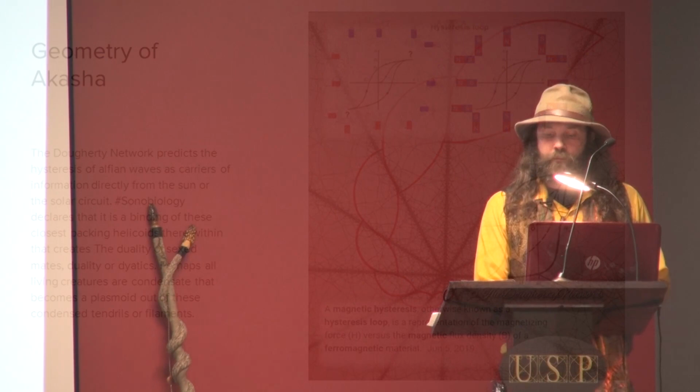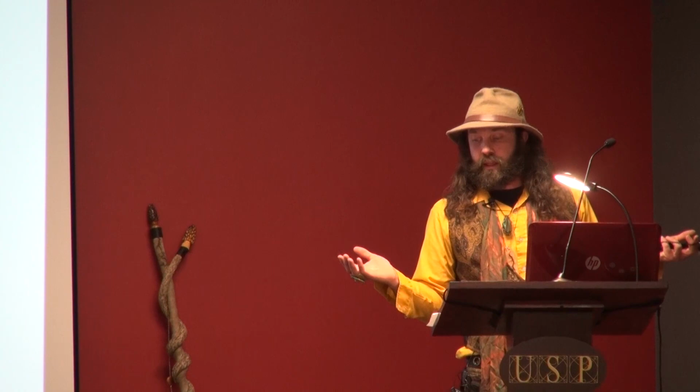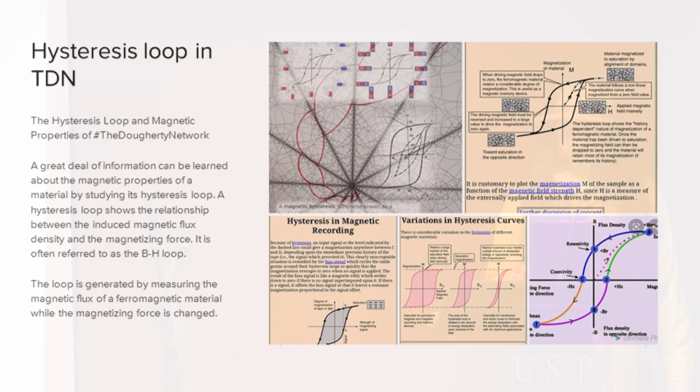I can't stress enough, the entire thing's fractal. I don't want to keep saying fractal, but it is. Hysteresis loops in the Dougherty network. The hysteresis, and I found this out like last week. I discovered so many wonderful things preparing for this speech. I'm so happy to present these to everybody here. The hysteresis loop and magnetic properties of the Dougherty network.